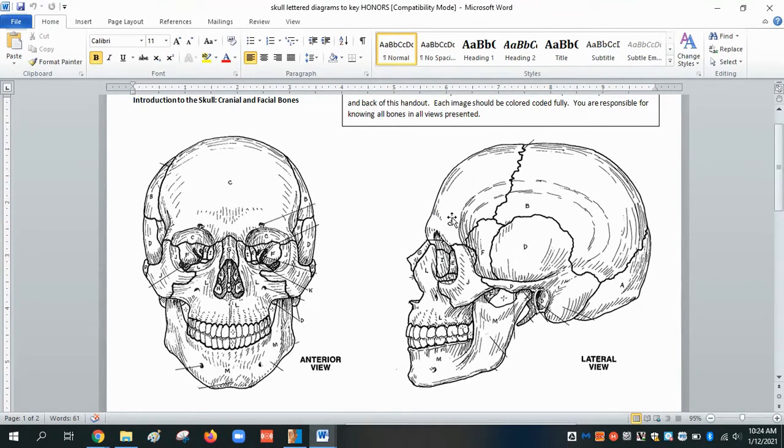Let's make sure we're caught up. C was frontal, B parietal, D temporal, A occipital, and F, everywhere you see it, sphenoid.